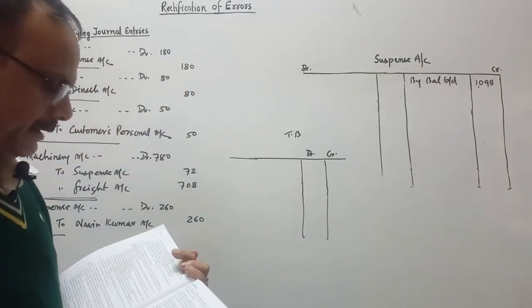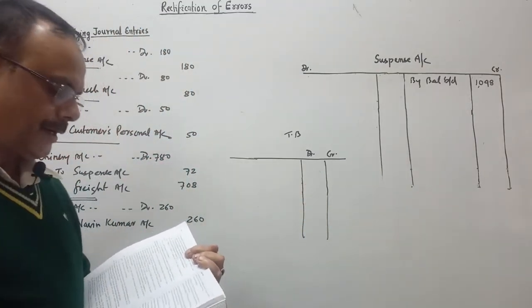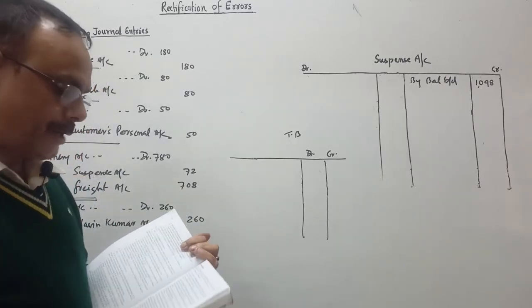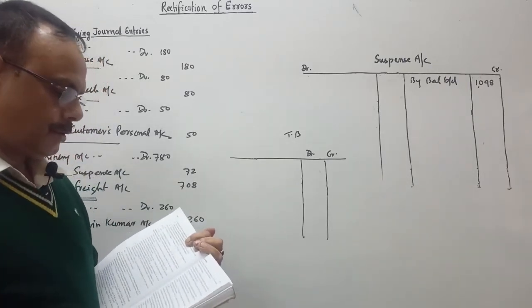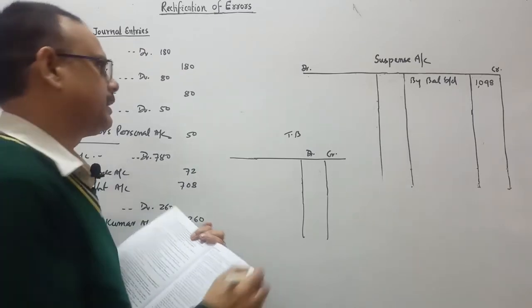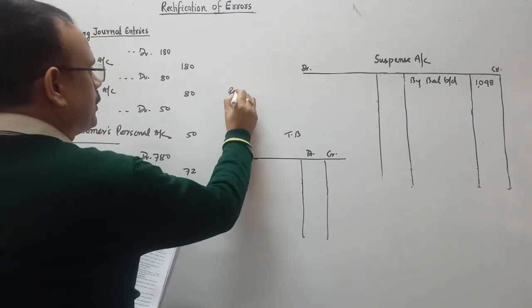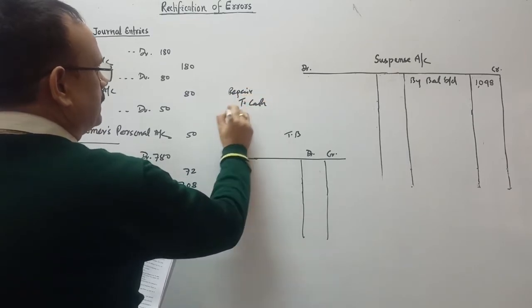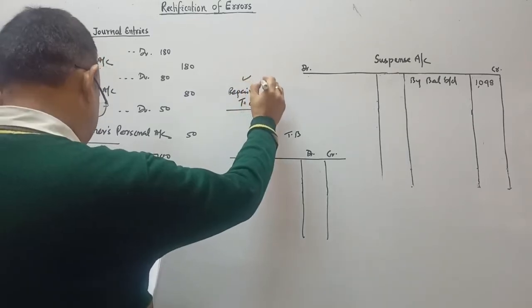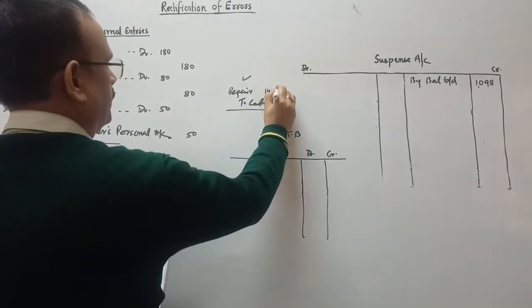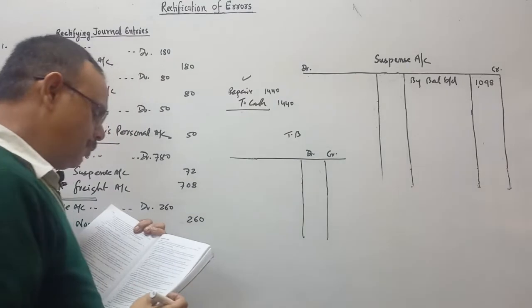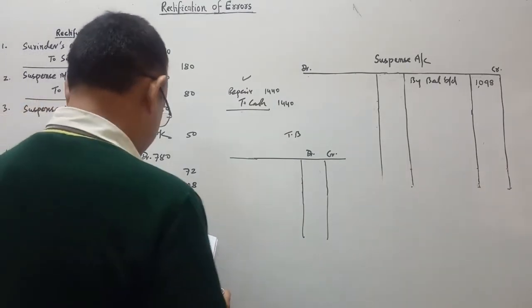Now coming to the next error: 1440 paid for repairs to motor car were debited to motor car account. When we pay for repairs to a motor car, the right entry is repairs account debit to cash account, 1440. It was debited to motor car account as 1400.